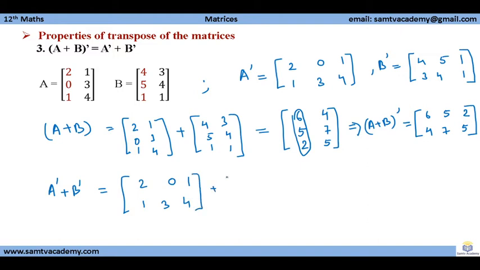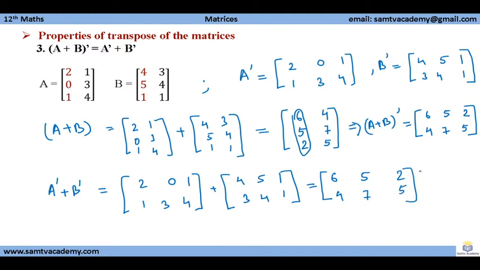We will sum it with B transpose, that is 4 5 1 3 4 1, and we will add both these. So 2 plus 4 is 6, this is 5, that is 1 plus 1 is 2. Same location elements are added. So 1 plus 3 is 4, 3 plus 4 is 7, and 4 plus 1 is 5.